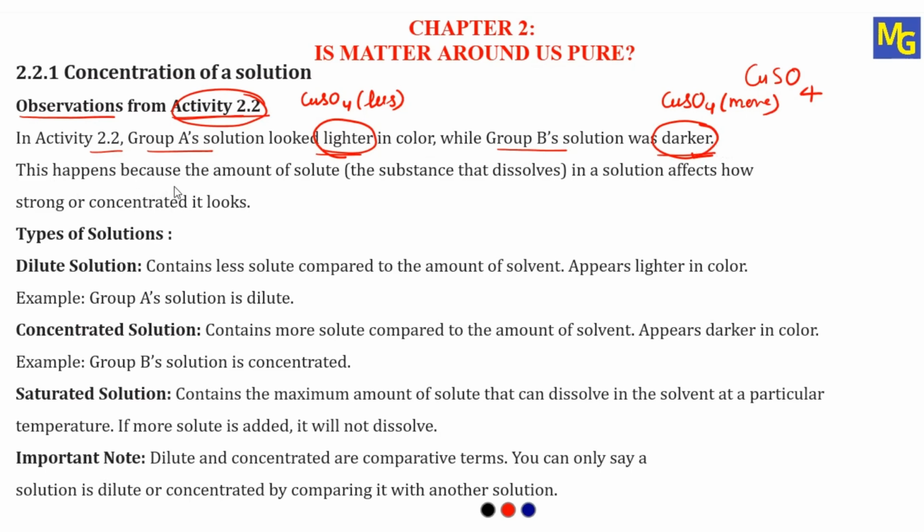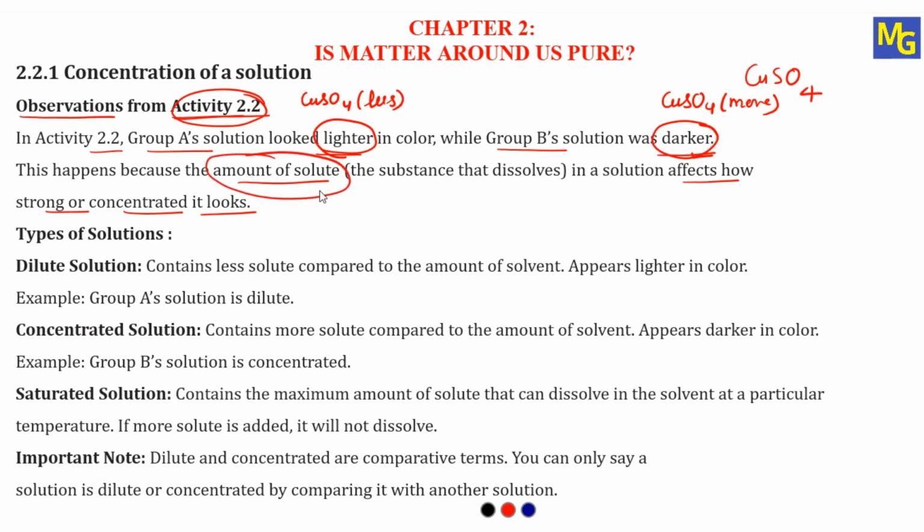This happens because the amount of solute in a solution affects how strong or concentrated it looks. So whenever you prepare any solution, the color may sometimes be light or sometimes dark. This is all based on the amount of solute which you add.